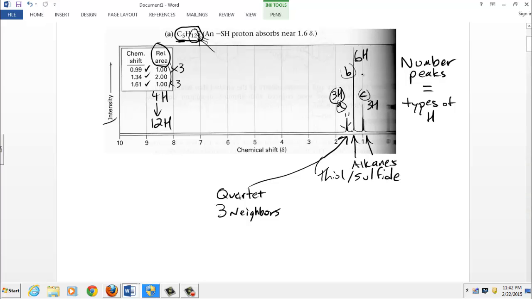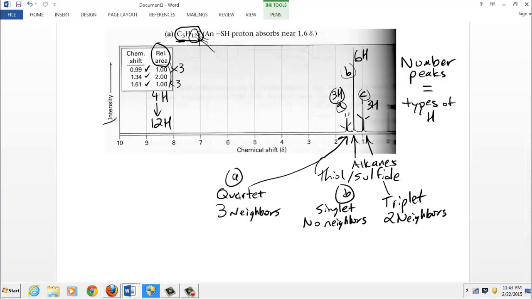Okay, if we look at peak B, it's a singlet. Take away 1 from the number of peaks. 1 minus 1 is 0. This has no neighbors. And then finally peak C. I see 1, 2, 3 little bumps. That's a triplet. And take away 1 gives you 2 neighbors.